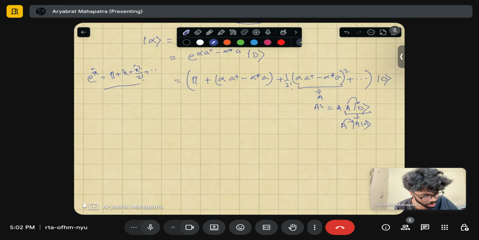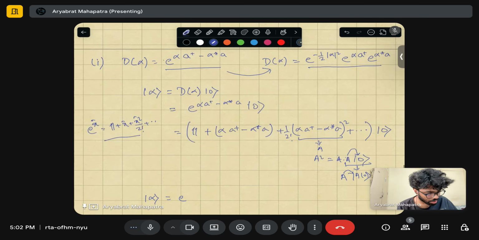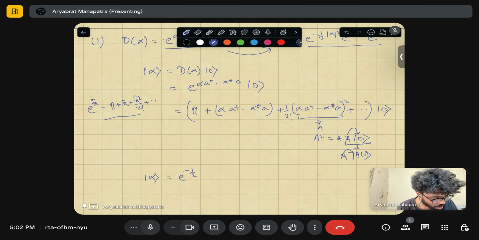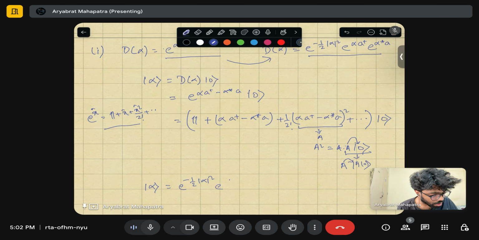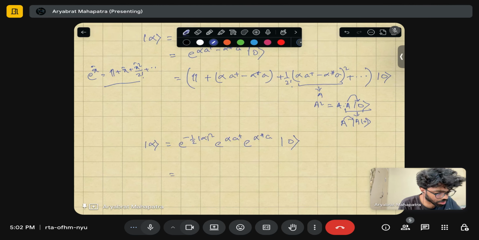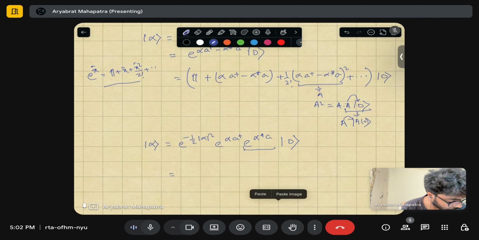Suppose you start constructing alpha using the other form of the displacement operator, that is e of minus half mod alpha squared, then e of alpha a dagger, then e of alpha star a, acting on 0.